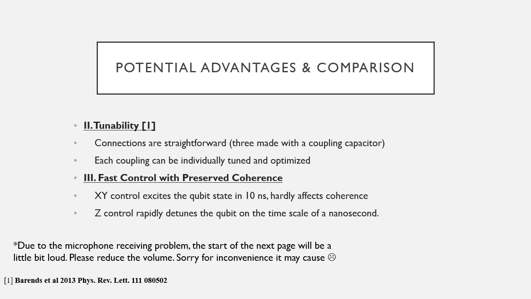Finally, the Xmon qubit enables fast control and at the same time preserves coherence. The XY control driveline allows the qubit state to be excited in 10 nanoseconds with nearly no effect on coherence. The Z control also allows the qubit to be rapidly tuned on the time scale of nanoseconds.